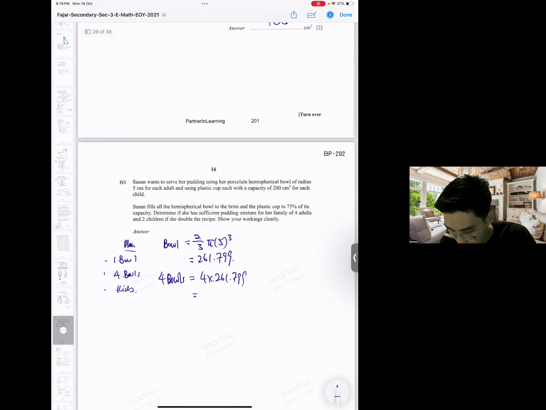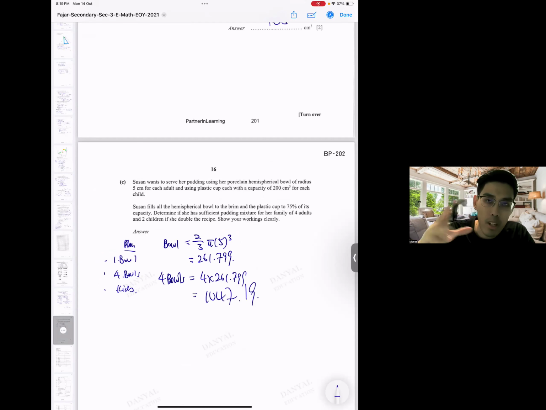Okay, times 4. 1047.19. That's the idea. Okay, 4 bowls. But the thing is that I'm going to store this value for later use. So I'm going to store A.